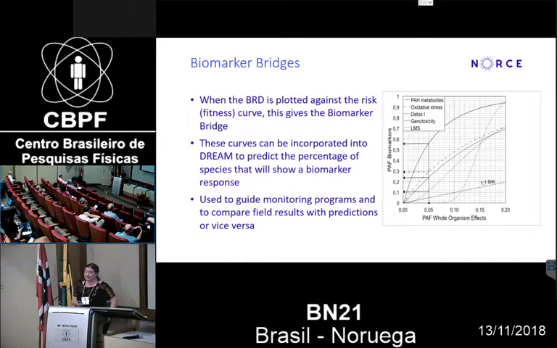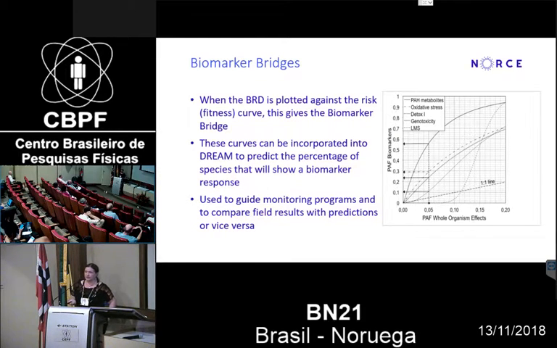And if you plot this against the risk curve, you get the biomarker bridge. These ones you can put into Dream. This is some very complicated curves that me and Steiner and others have been working on and looking at for a long time. We have hundreds of these curves for all kinds of different biomarkers.